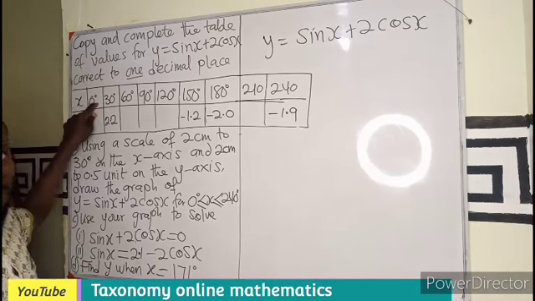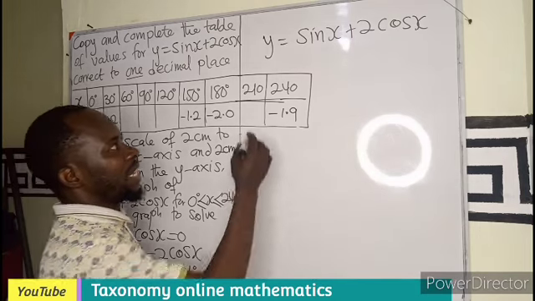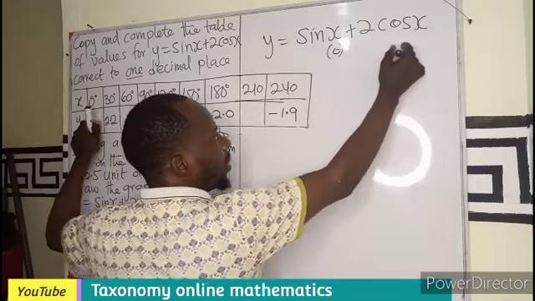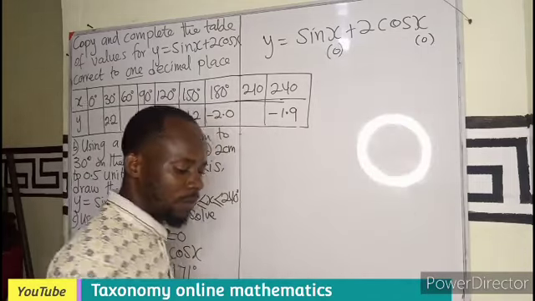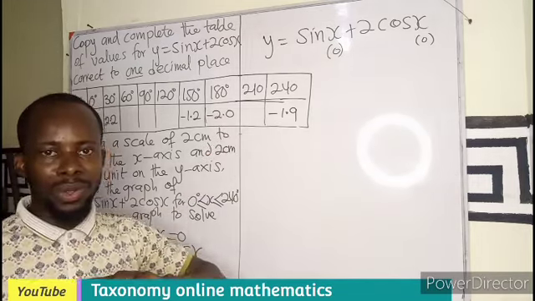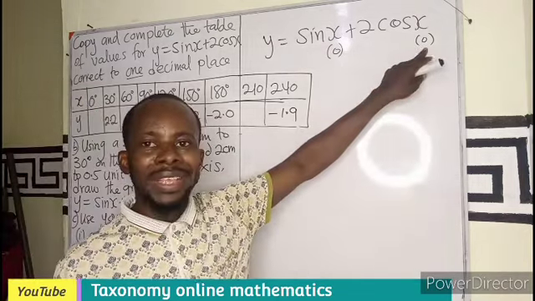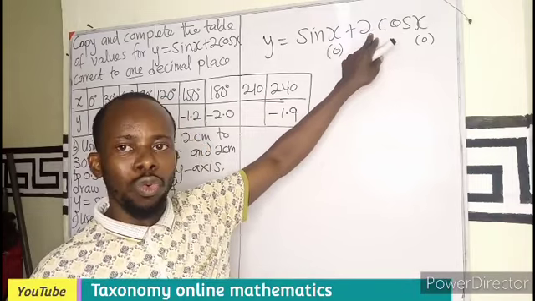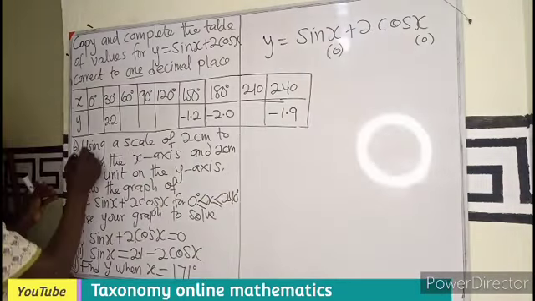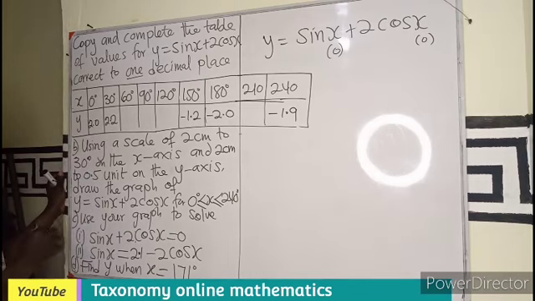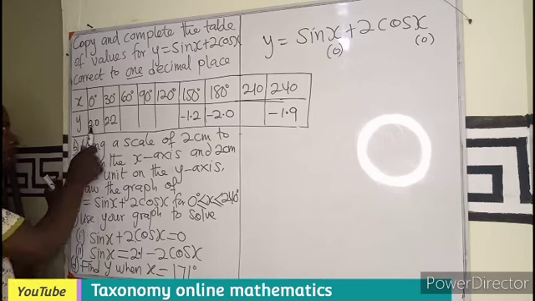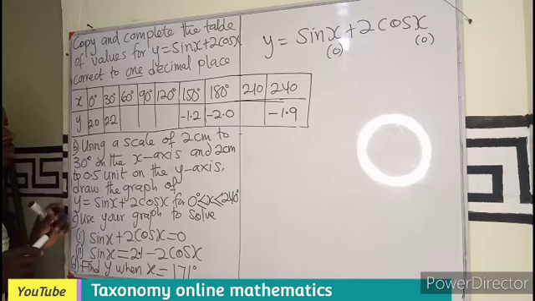So here will be 0. It means to find the value of this place, x is going to be 0. And we know that sine 0 is 0. Cos 0 is 1. 1 times 2 will be 2, only 2. But we can leave that in 2.0. Don't forget we have to leave our answer in 1 decimal place, so there should be a 2.0 as 1 decimal place.